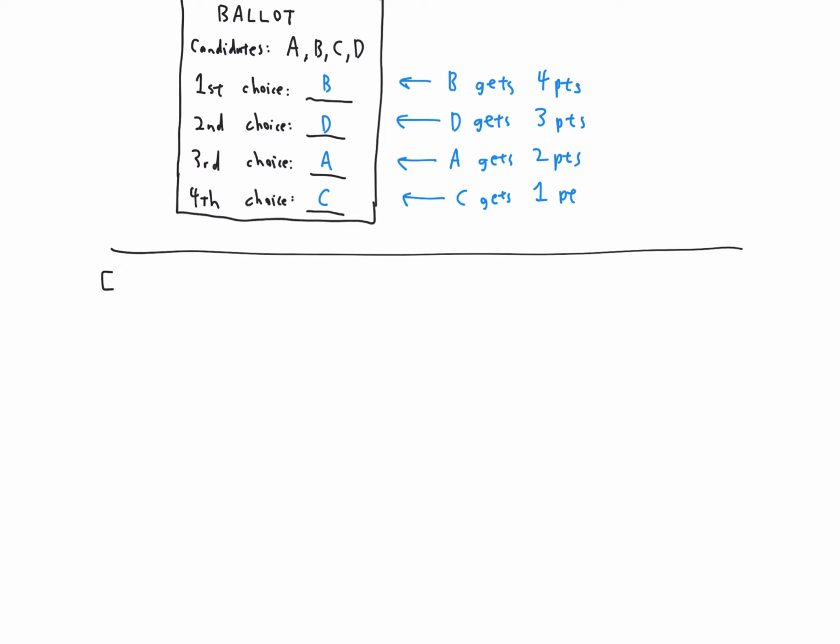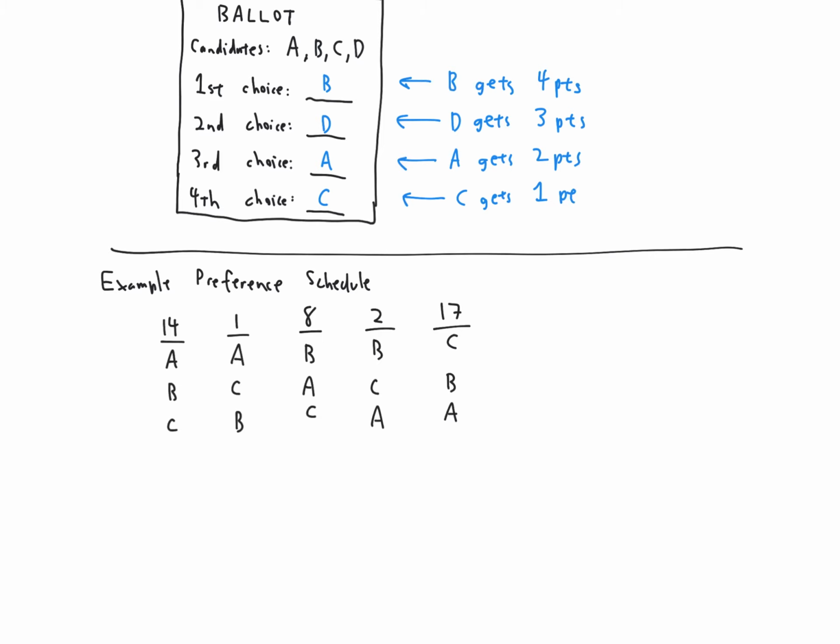Remember that we record the results of a preference ballot election with what we call a preference schedule. So here is the same preference schedule we saw when we were learning about the plurality voting system. And just to remind you of what this means, we interpret that first column as meaning that 14 voters ranked A first, B second, and C third. The second column means that 1 voter ranked A first, C second, and B third, etc.